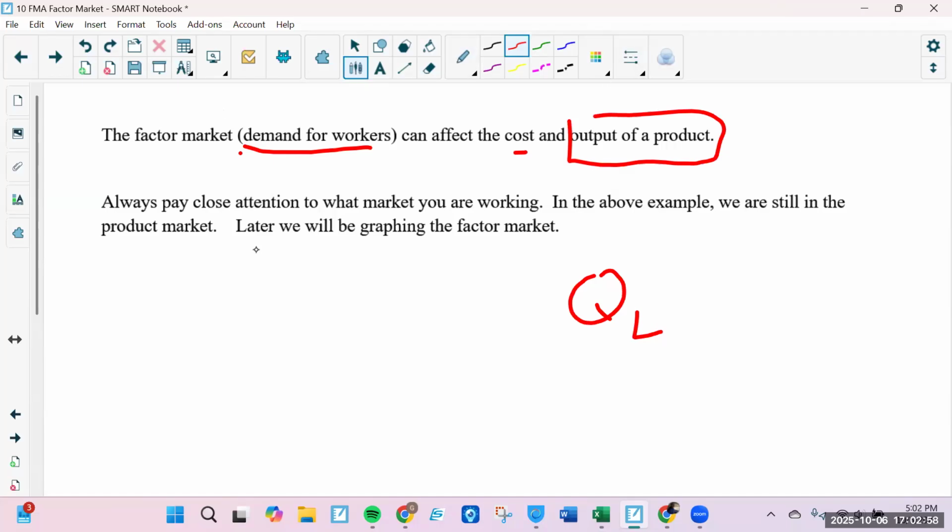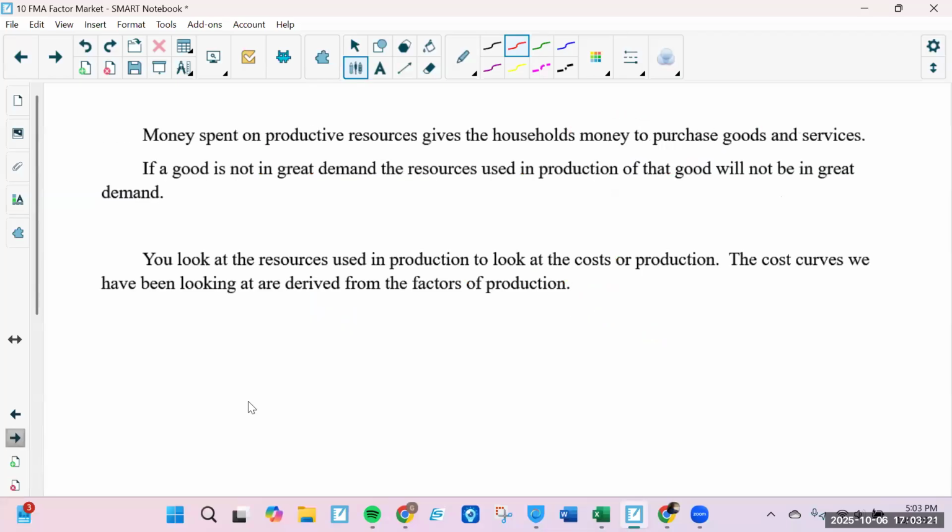So when you're dealing with these problems, always pay attention to what market you're in. Are you in the product market, where we're dealing with a quantity of a product, like apple pies or whatever? Or are we dealing with the factor market, where we're dealing with the number of workers that we're hiring to produce those products? Up until this point, we've always been in the product market. Now we're moving into the factor market.